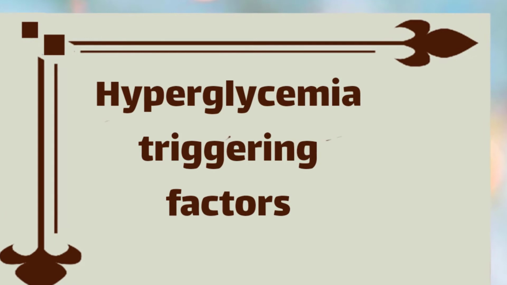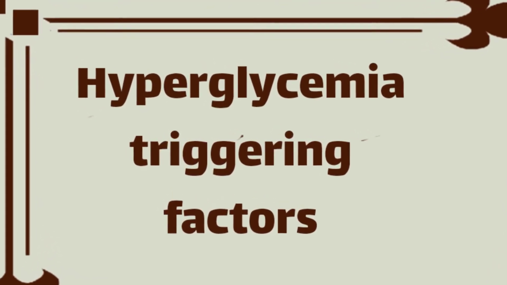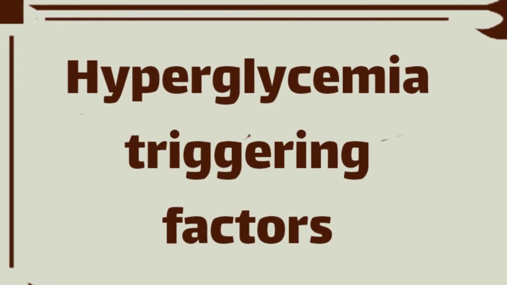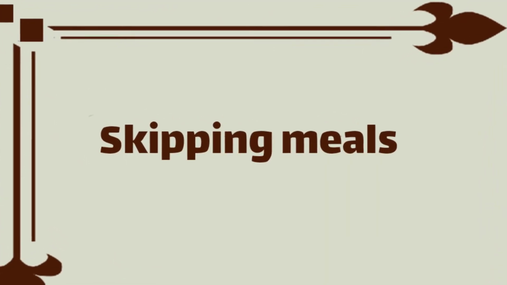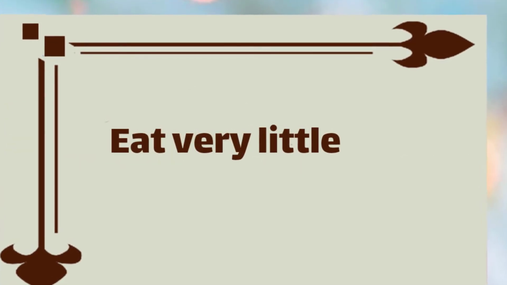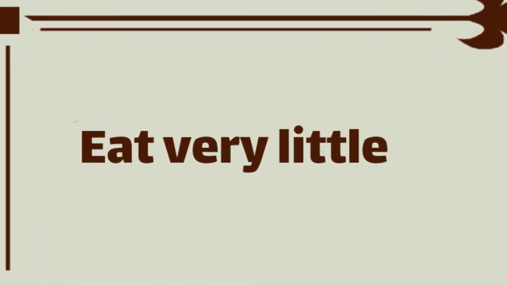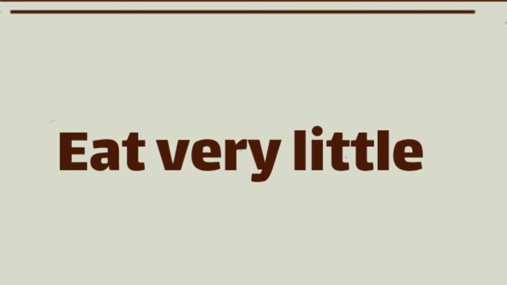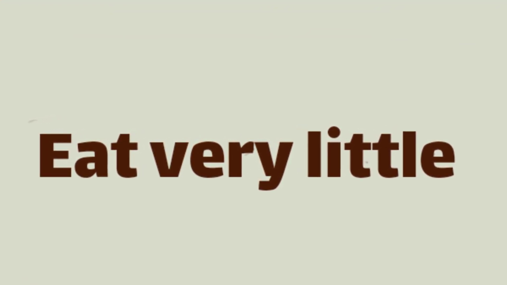Hypoglycemia triggering factors. Some factors are the cause of hypoglycemia, in other words, low blood sugar level. If you are skipping your meals in pregnancy, it can cause low blood sugar in your body. So, don't skip meals and divide your food into 6 parts every day. Eating very little means the nutrient level you are consuming is less than required, and then you can be in a condition of hypoglycemia.